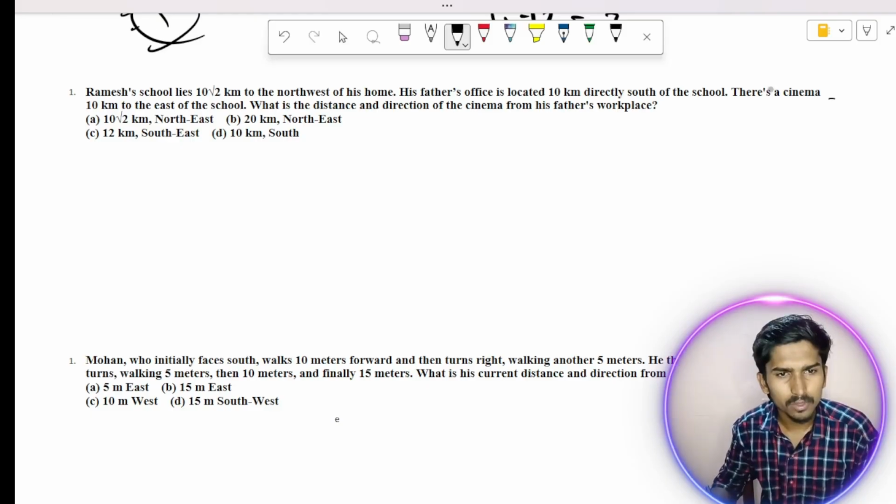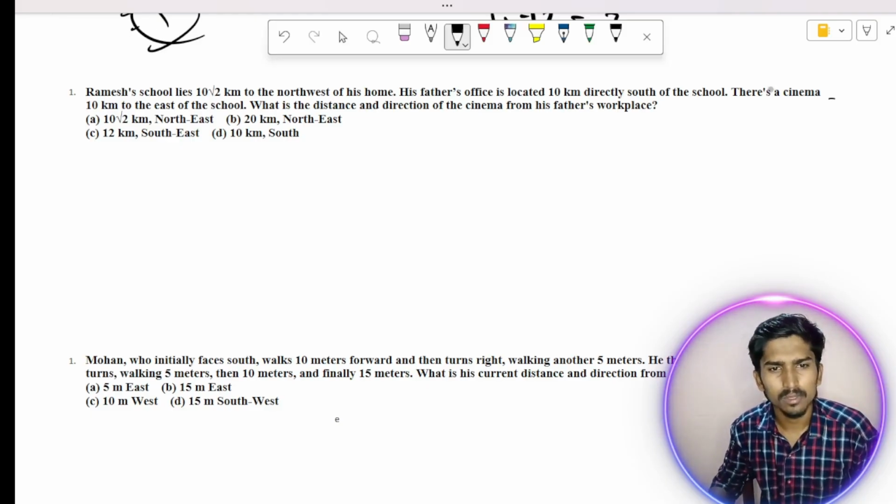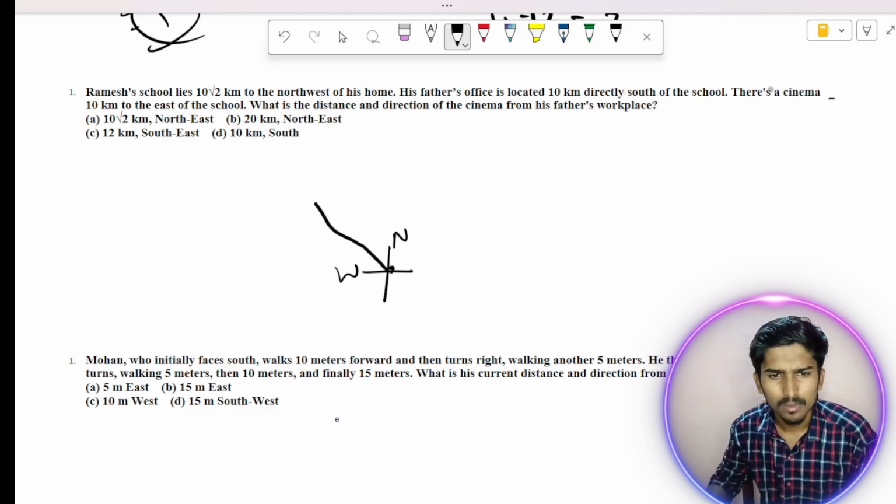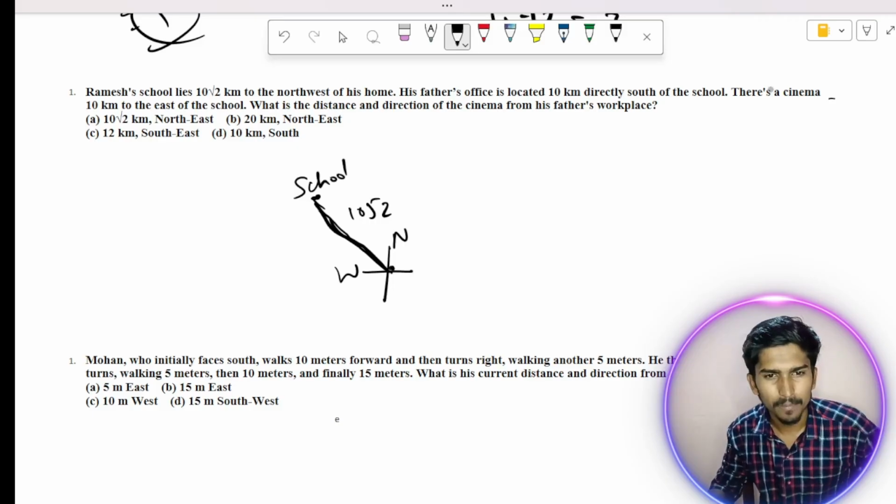Okay. Ramesh's school lies 10 root 2 kilometers to the northwest of his home. Let us consider this is his home. What is the northwest? Whenever you get this type of questions, let's just make the plus symbol. This is north, this is west. The northwest is this one. To the northwest, this is exactly 10 root 2 kilometers distance. Ramesh's school is here. This is Ramesh's school.